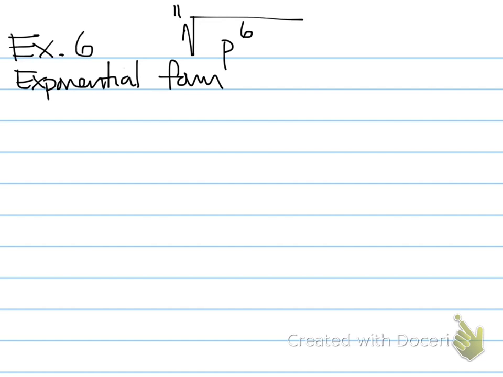Same here. Rewrite the 11th root of p to the 6th. I want to rewrite the 11th root as that quantity to the 1/11th power. And then I just multiply the exponents, p to the 6/11th power.